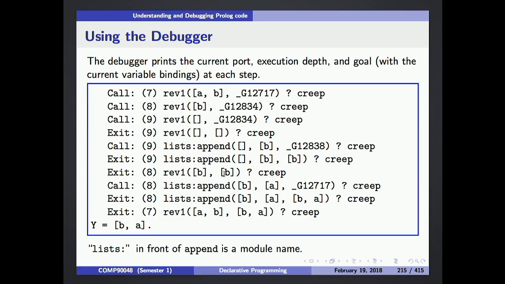And then the next thing that happened, which is to do with this call, was I have to append that list, which I just got, with the A, that's the head of this list, to get the answer here. And then append gives you this answer BA. And then I've now succeeded for the entire call. And then I answer Y equals BA. So that's exactly what happened in my reverse.